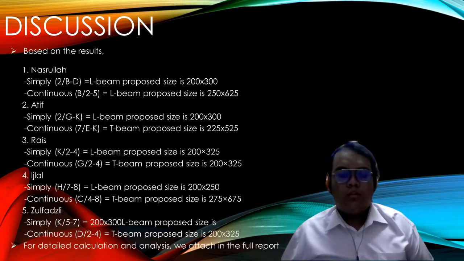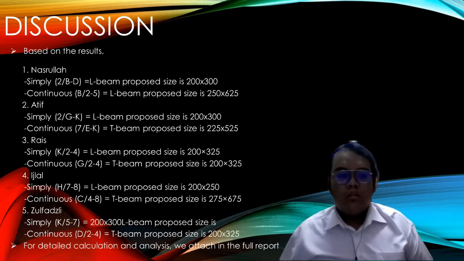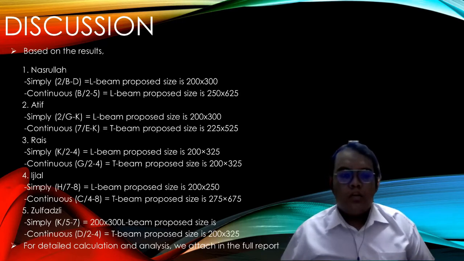Okay, next, based on the analysis and results of our calculation. For me, my part is simply supported and continuous. Both beams I designed as L beam, and the proposed size for simply supported is 200 times 300 mm. For continuous, my proposed size is 250 times 625 mm. For Aktif, simply supported is designed as L beam and the proposed size is 200 times 300 mm. For continuous, he designed T beam.